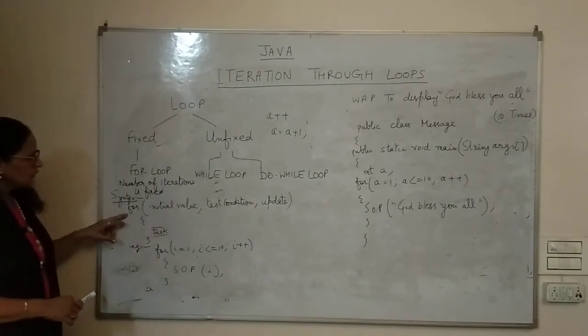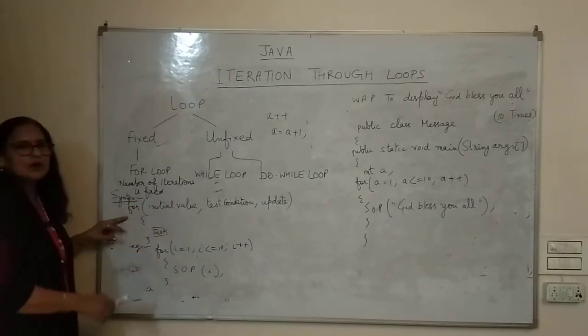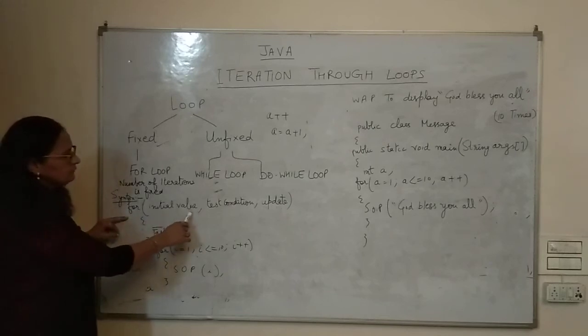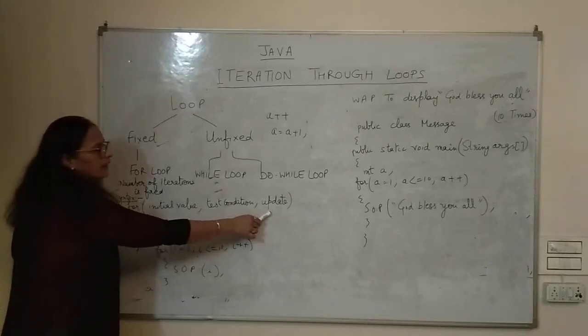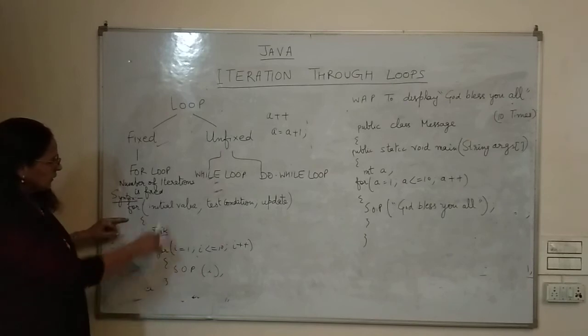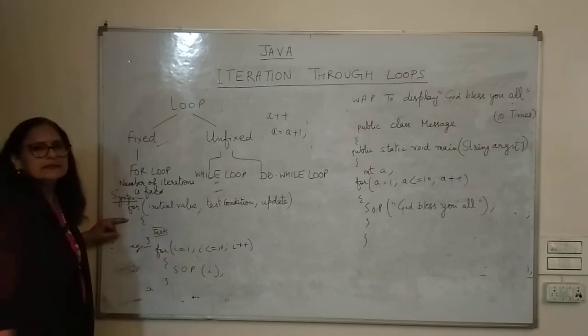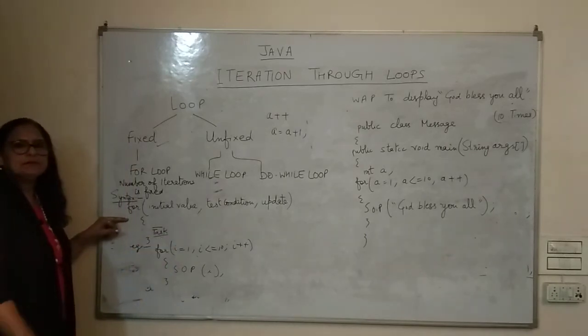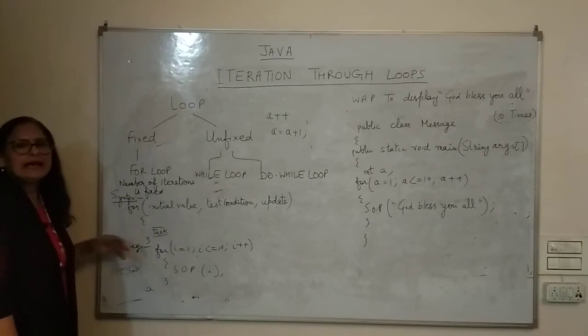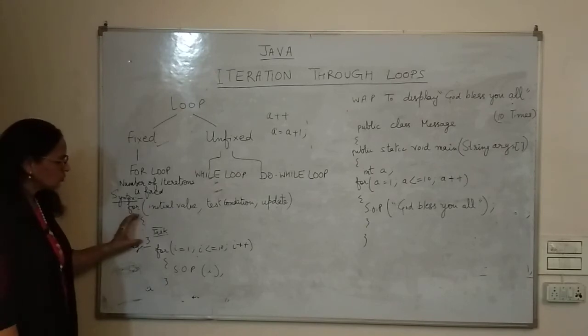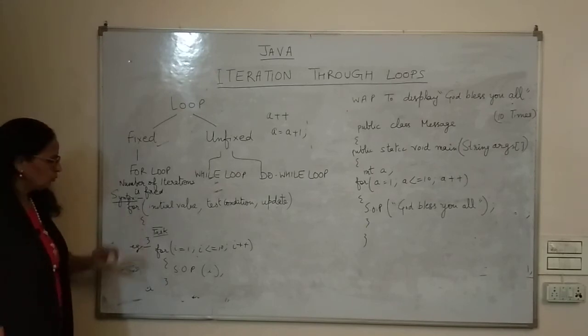Now for loop, look over here, the syntax of the for loop is for, initial value, test condition and then update. Then the braces, in the opening and closing braces there will be the statements. Statement can be one or it can be n number of statements. This is also known as the body of the loop.